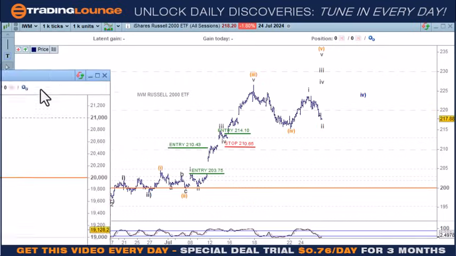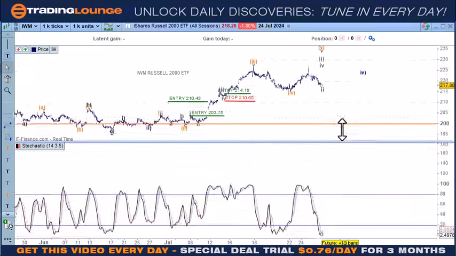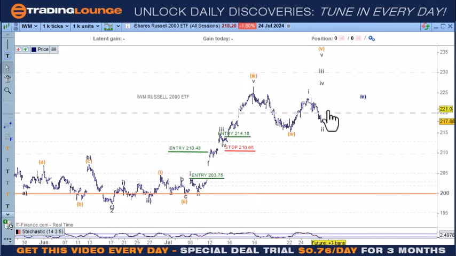Then we have a look at the Russell as the ETF here, and I've got the stochastic sitting on just the standard setting here, because normally I run them quite fast, but in this case, it's down quite low, isn't it?